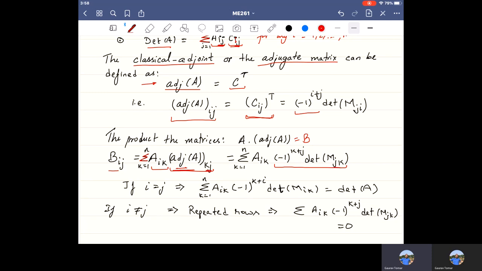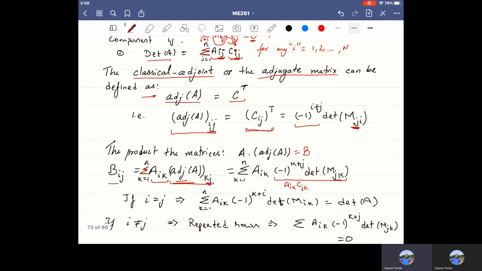So you can see kj would be jk, like ij was ji, same way. So ij becomes ji, kj becomes jk. That's the thing. Now you can immediately see that this term is nothing but, you can write this as aik and cjk, correct? And as we had seen earlier, the determinant is given by, if j is equal to i, so if i equal to j, you get aik into cik. Now aik into cik is determinant of A.